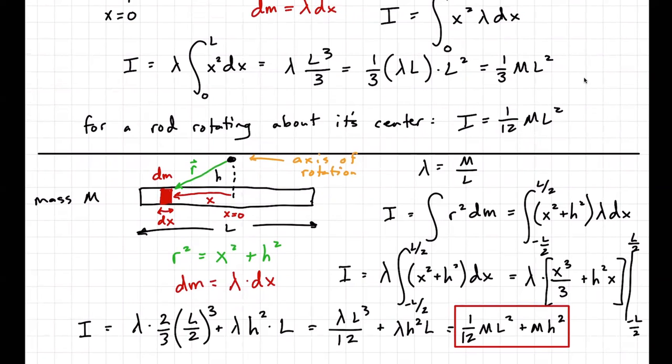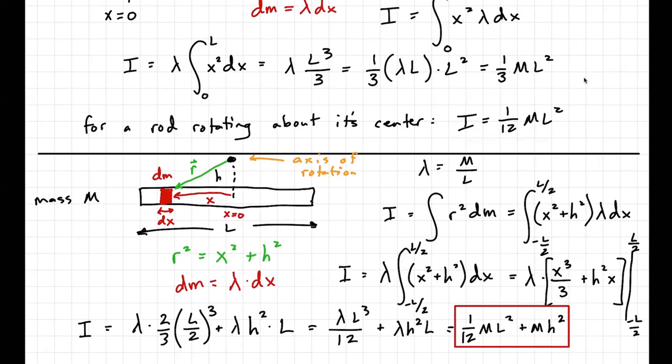Kind of an interesting result. You'll notice actually that we said the moment of inertia for a rod rotating about its center was 1/12 mL squared. That's present here, but there's this extra term for the distance that the axis of rotation is above the center. We'll talk briefly about the parallel axis theorem at some point, but for now I'm just going to note that as an interesting result. And you can investigate the parallel axis theorem on your own if you want to understand this result a little more deeply.